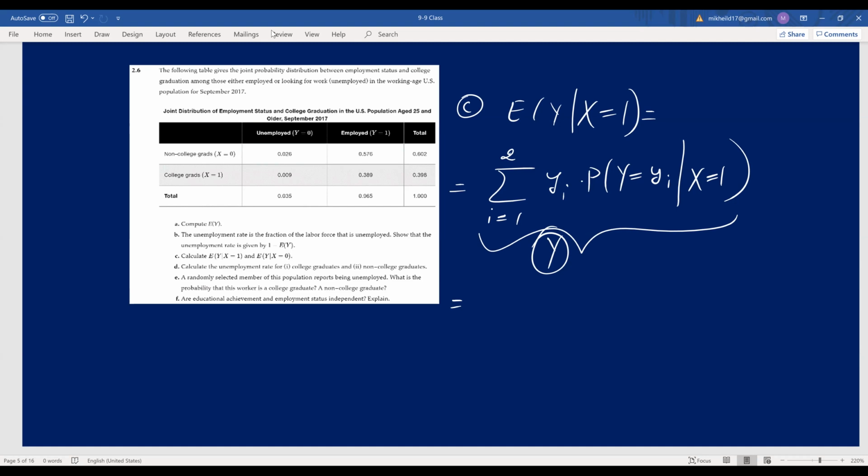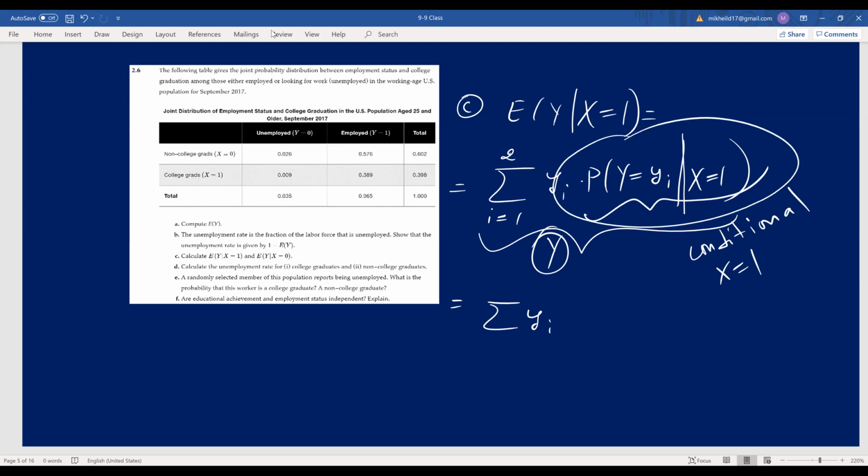What does the vertical line mean between x equals 1 and y equals yi? It means conditional that x equals 1. This is a conditional probability. Do you see this conditional probability in this table? No, we don't, because in the middle we have joint probabilities and on the sides we have marginal. But you can calculate that. This is probability that y equals yi and x equals 1 divided by probability that x equals 1.